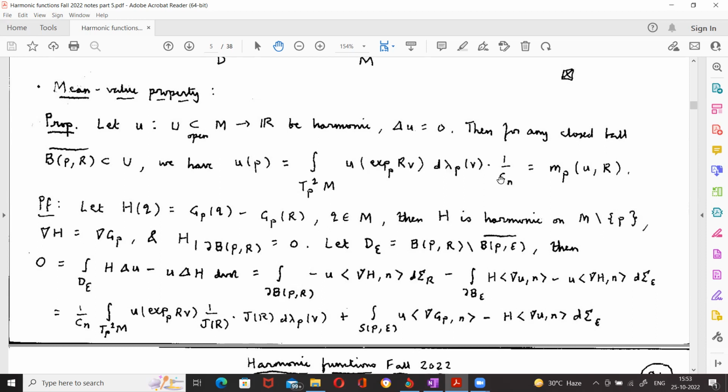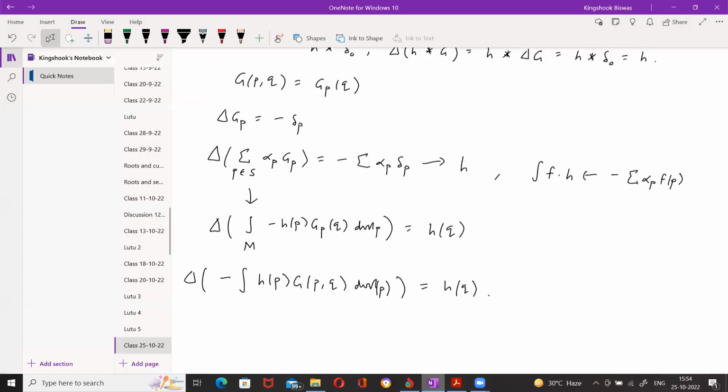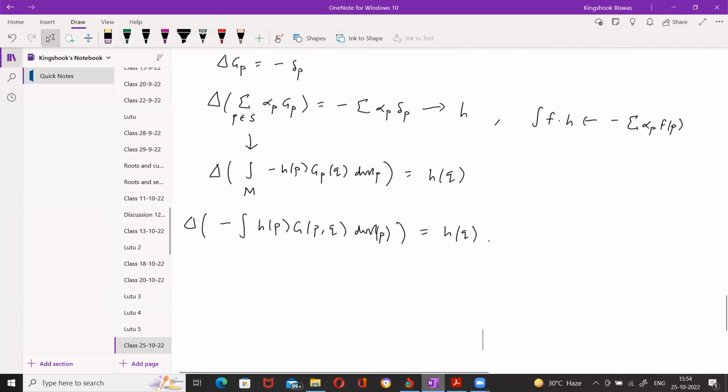Okay, this Cn is nothing but the volume of the unit tangent sphere. So this d lambda p divided by this volume is a probability measure. Therefore, this is an average value, a mean value. And I should say this is the same as the mean value with respect to the surface area measure of the geodesic sphere. So maybe I should just clarify that. That's true for a harmonic manifold.